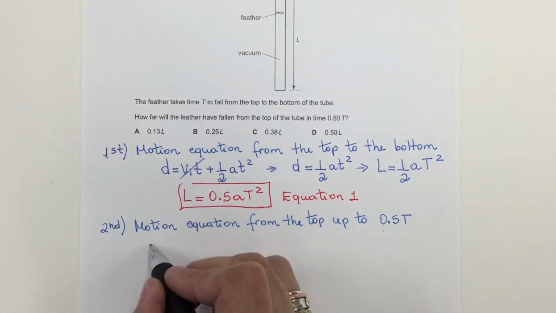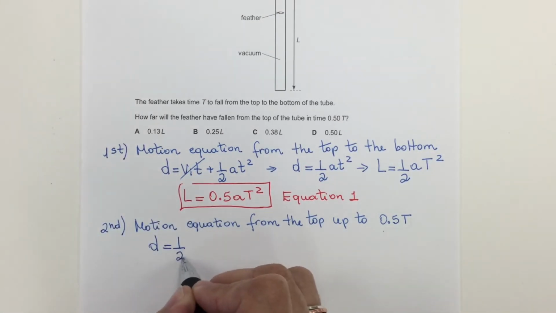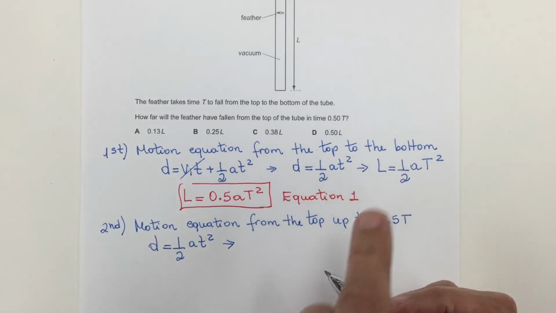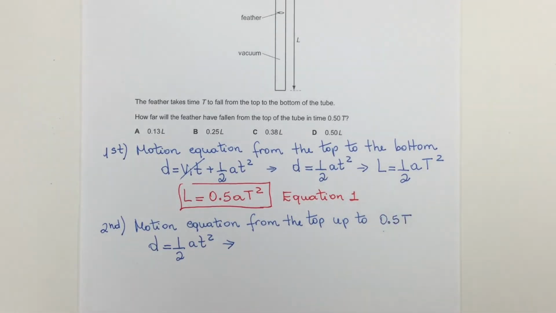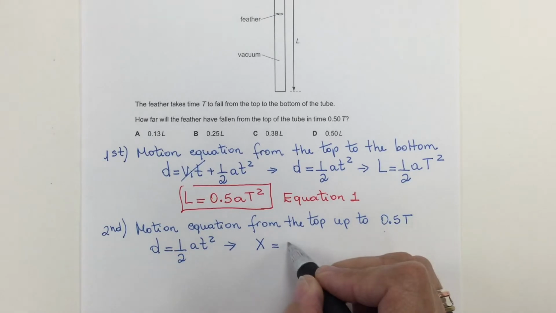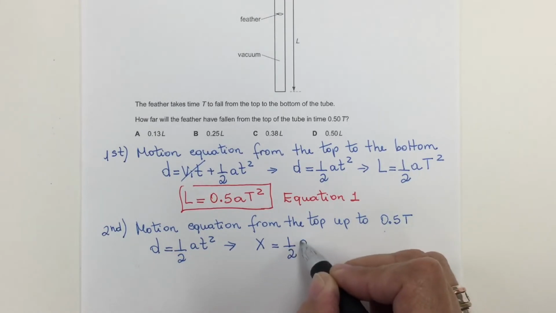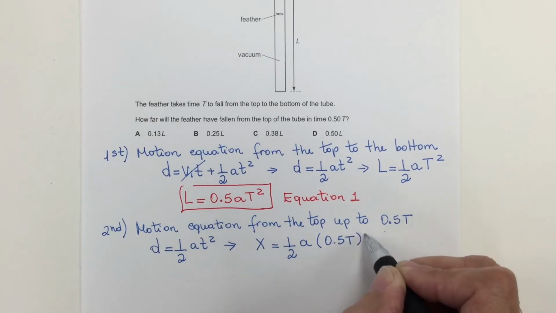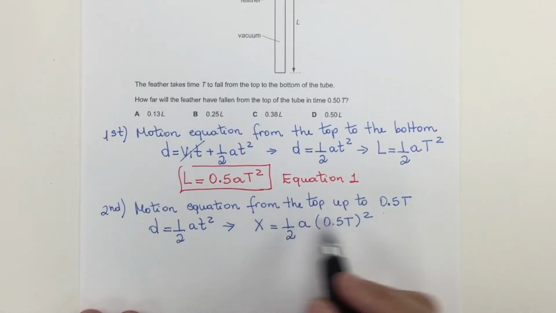So here, d is equal to half a t squared again, but my d here is not L. I don't know the distance the feather would be at half of the time falling. So because I don't know, I'm going to call this d, x. I don't know. Half a, and now my t is 0.5 t, squared.